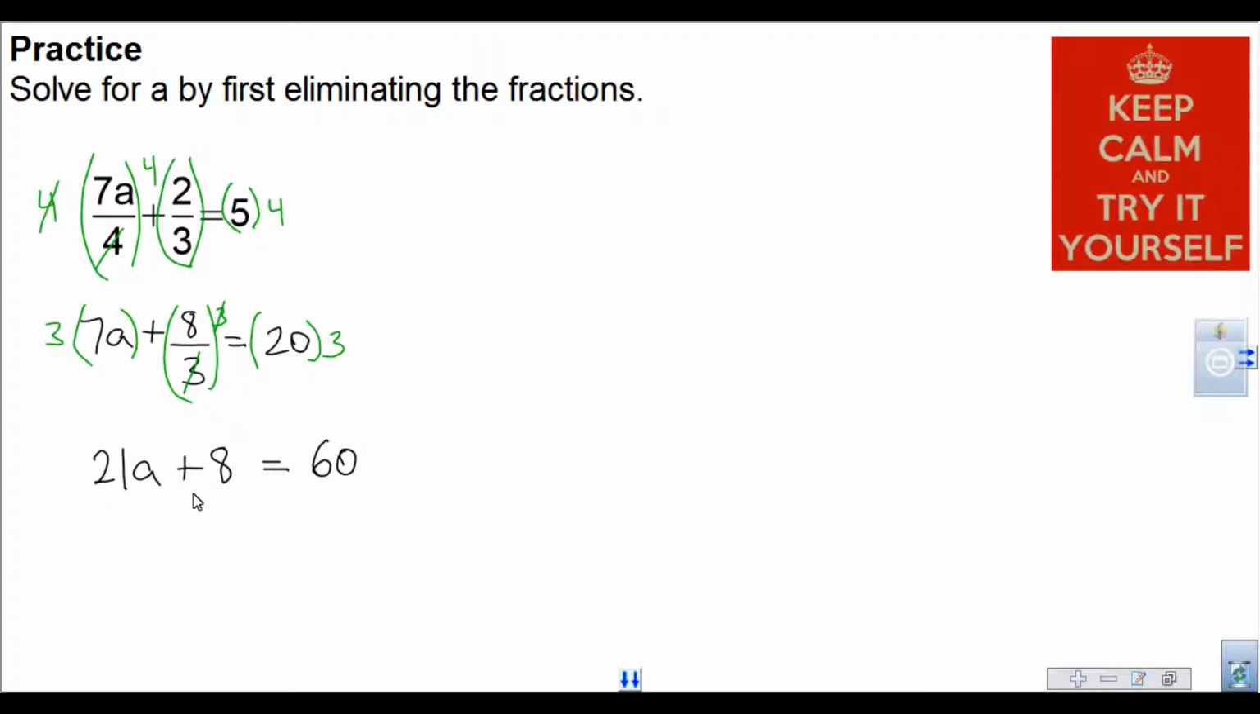So 21a plus 8, so I'm going to subtract 8 on both sides. So those will subtract out. So I'm left with 21a is equal to 52. And then last step, we're going to divide both sides by 21. So those 21's will divide out. So a is equal to 52 over 21. I think that's reduced. Yeah.